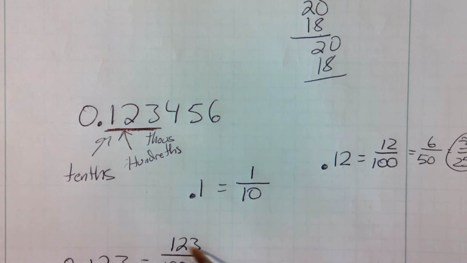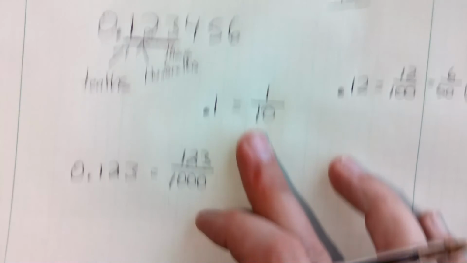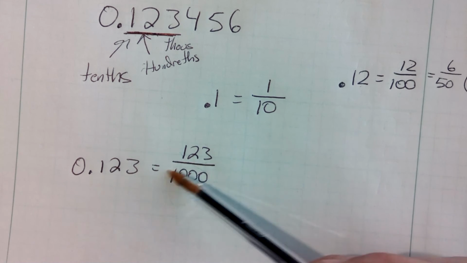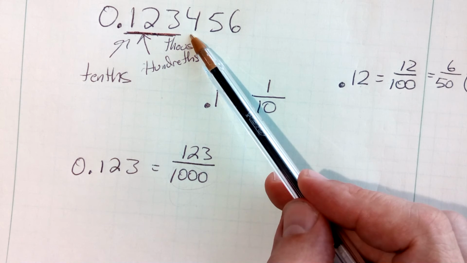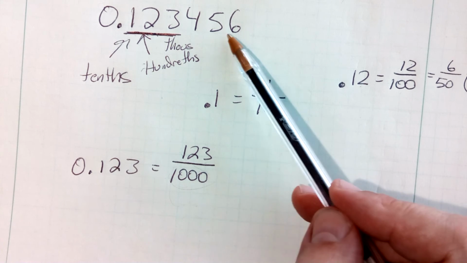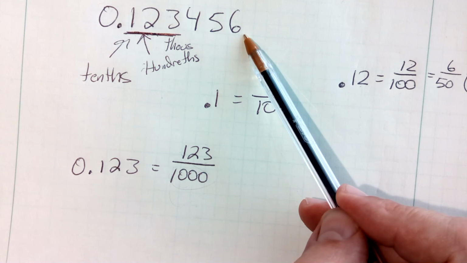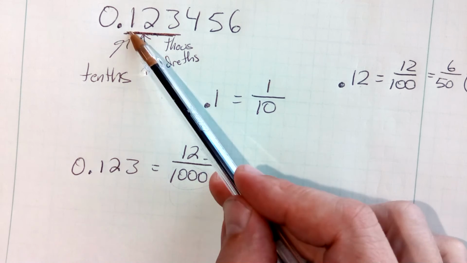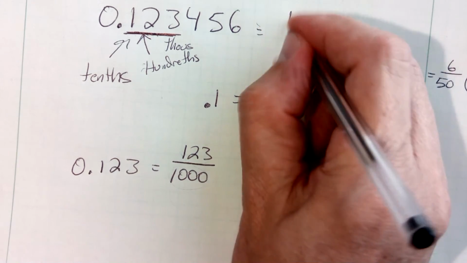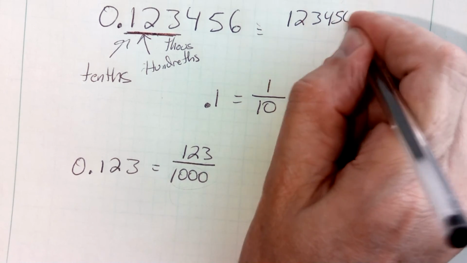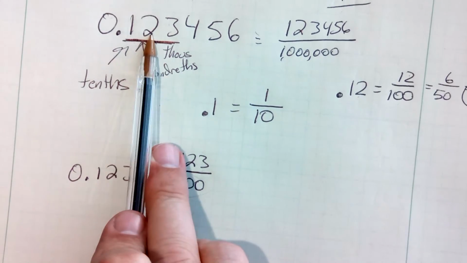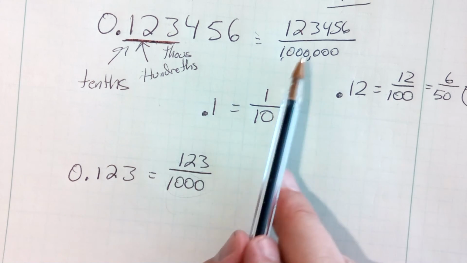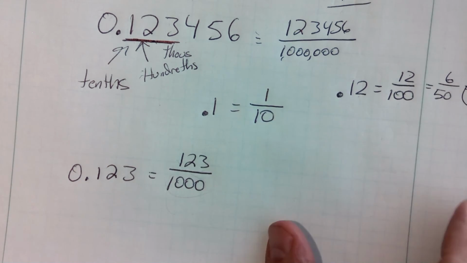Oh, sorry, you can't quite see that on the video. There you go. 0.123 is equal to 123 over 1,000 because it's in the thousandths place. If you moved one more, it would be the ten-thousandths place, or the hundred-thousandths place, or the millionths place. So if you had 1, 2, 3, 4, 5, 6 over 1 million, there's 6 decimal places, so there should be 6 zeros. That's how you convert terminating decimals.